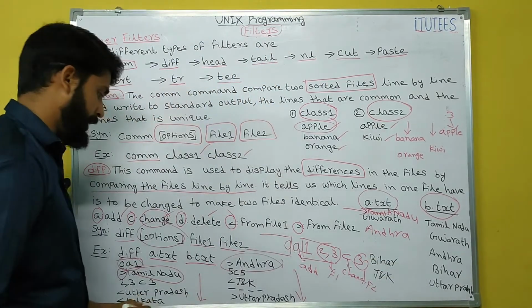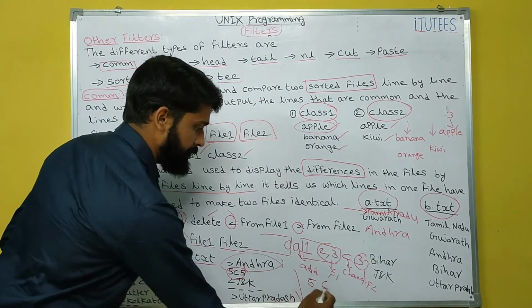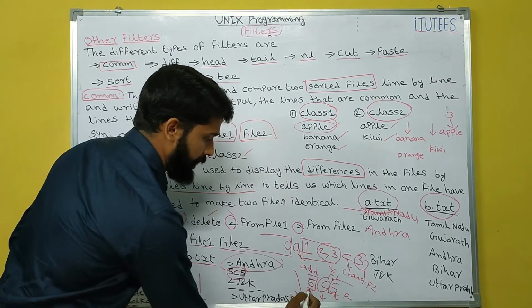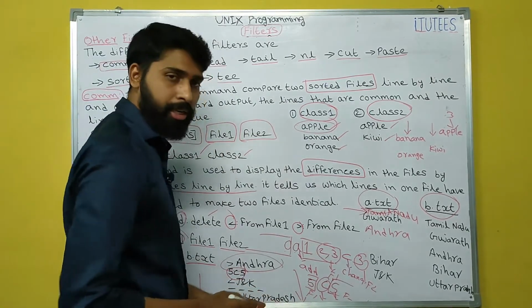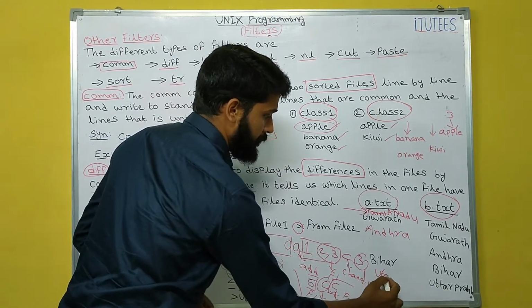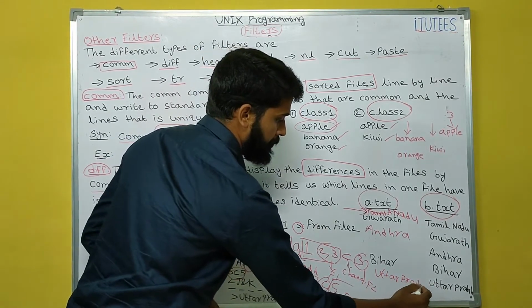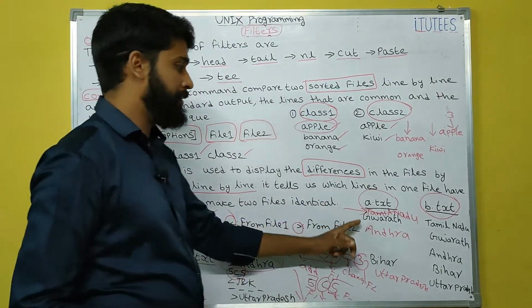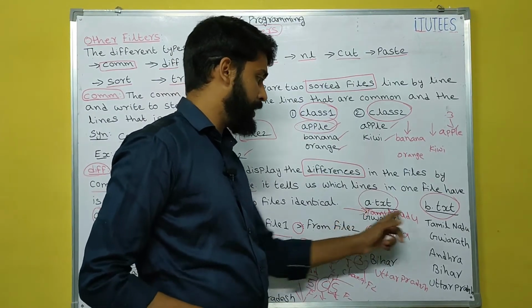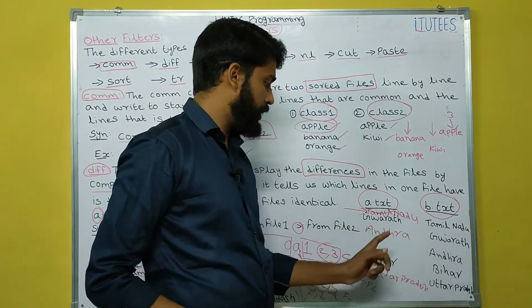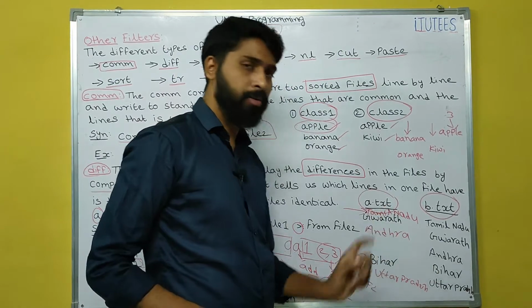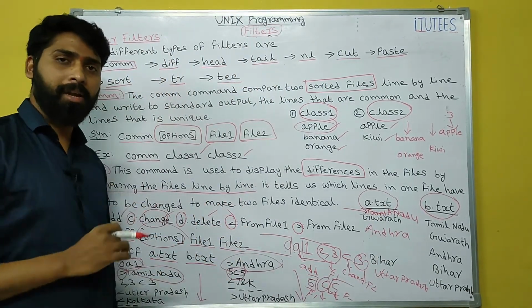Okay. The next one, 5c5. C means change. This belongs to file 1, and this belongs to file 2. What is the fifth line in file 1? Jammu and Kashmir. This is changed with Uttar Pradesh. Okay. So now you see that file a.txt and b.txt are identical. What is the first line? Tamil Nadu, Tamil Nadu. Second line Gujarat, Gujarat. Third line Andhra, Andhra. Fourth line Bihar, Bihar. Fifth line Uttar Pradesh, Uttar Pradesh. So that is the purpose of the diff command.